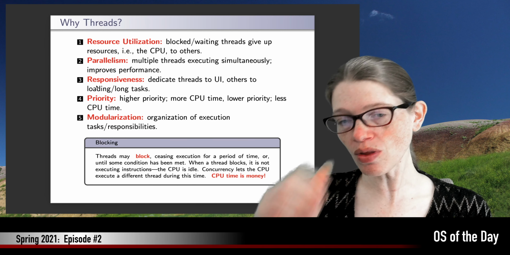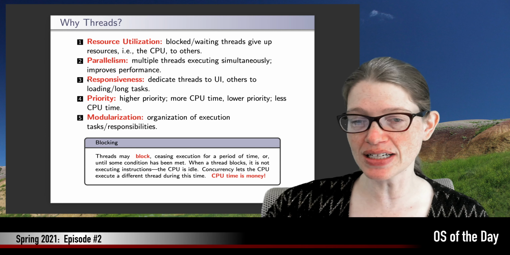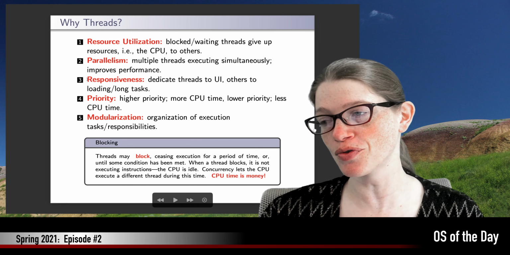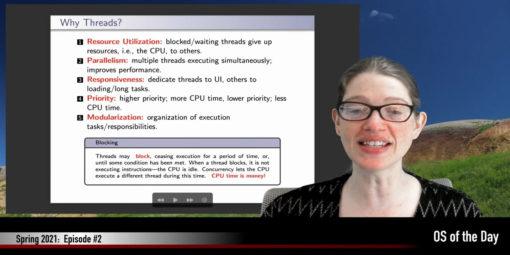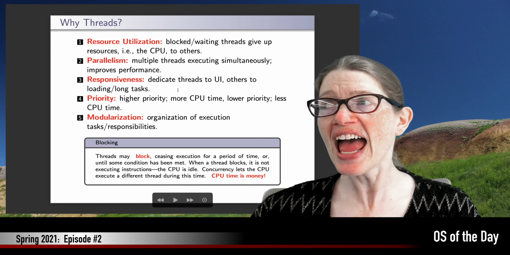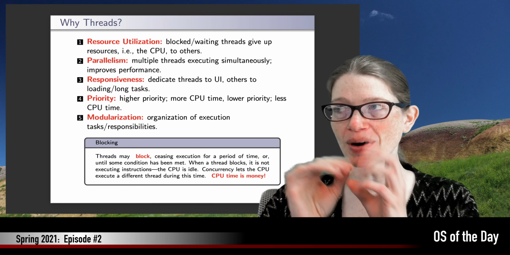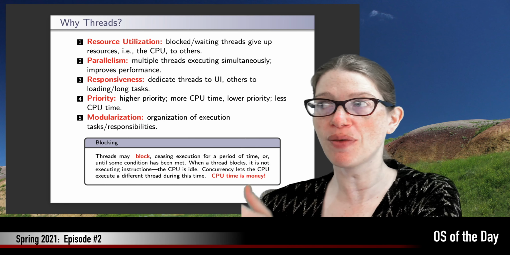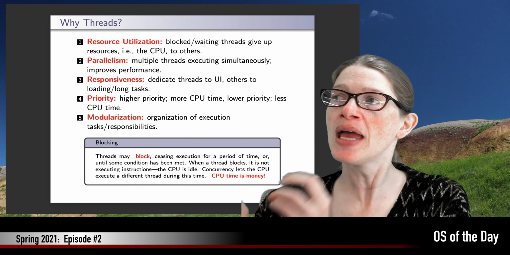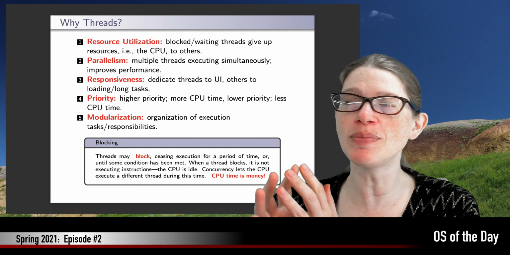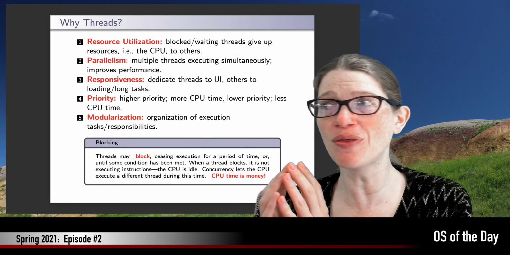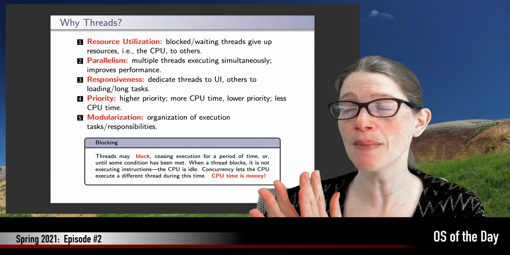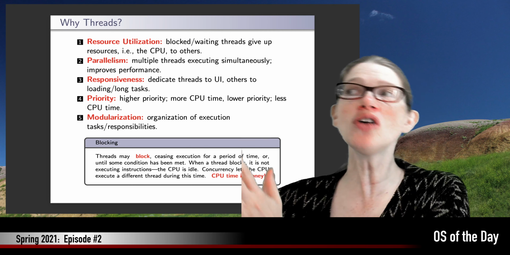Now, some of the other reasons why we might represent a program with multiple threads is to get better responsiveness. And this comes down to separating tasks into separate threads. Because if you want your UI to be really responsive, then you don't want the thread that's handling the UI to also be the one handling your AI for your game, because it's not going to be able to be as responsive to mouse clicks and keyboard presses.